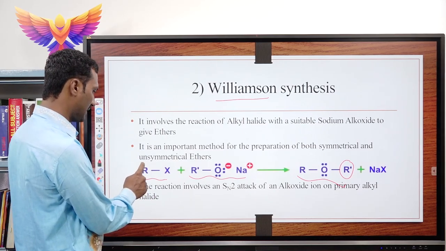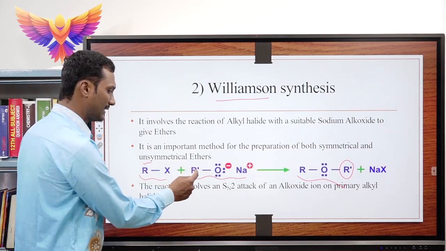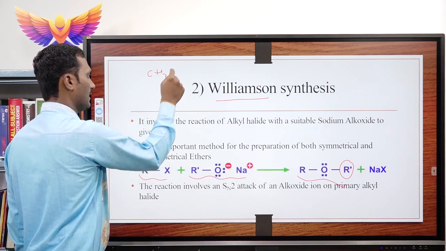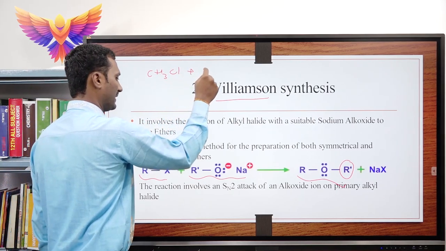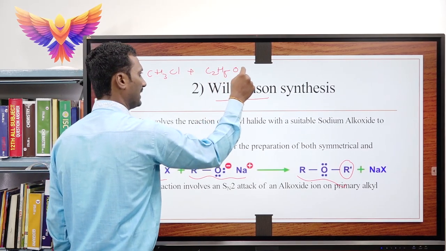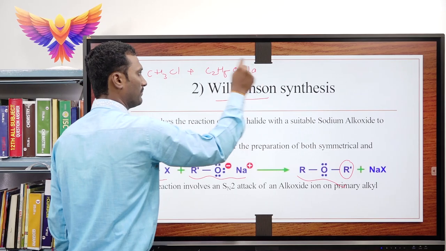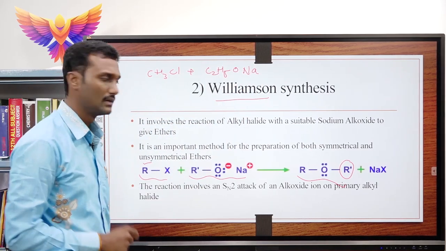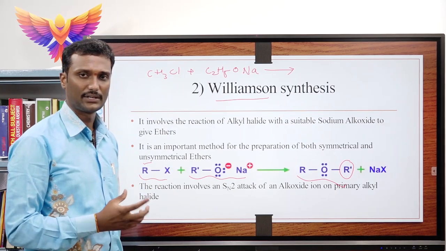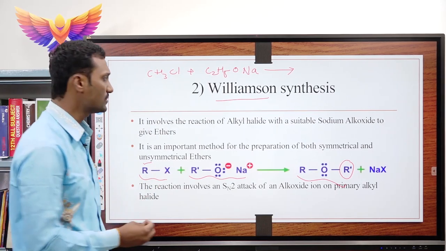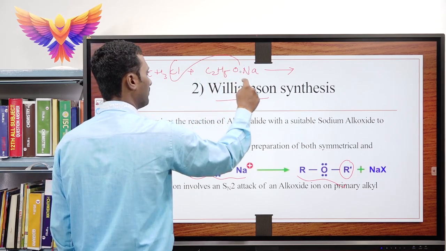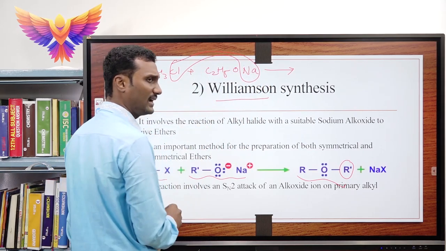You can observe here there is one R and here the R dash. So I will write the general reaction: the methyl chloride, when it reacts with the sodium ethoxide, in the presence of the base or dry ether, you can take the dry ether also. So what happens? The sodium and chlorine combine to form sodium chloride.